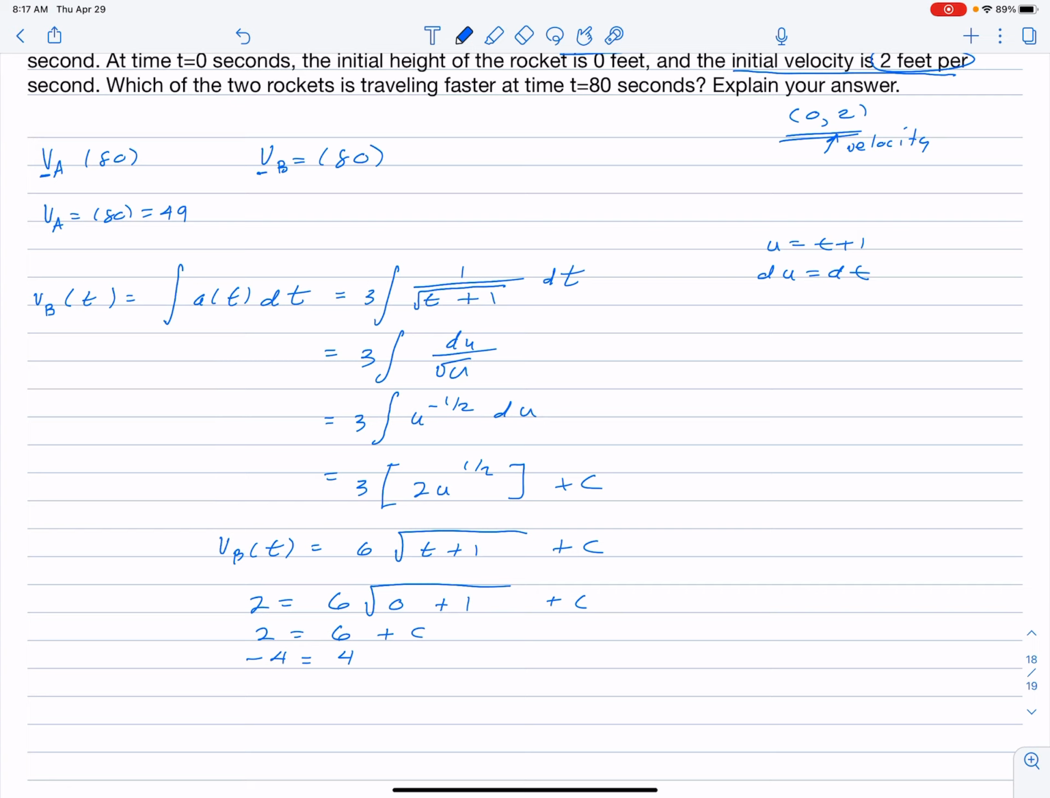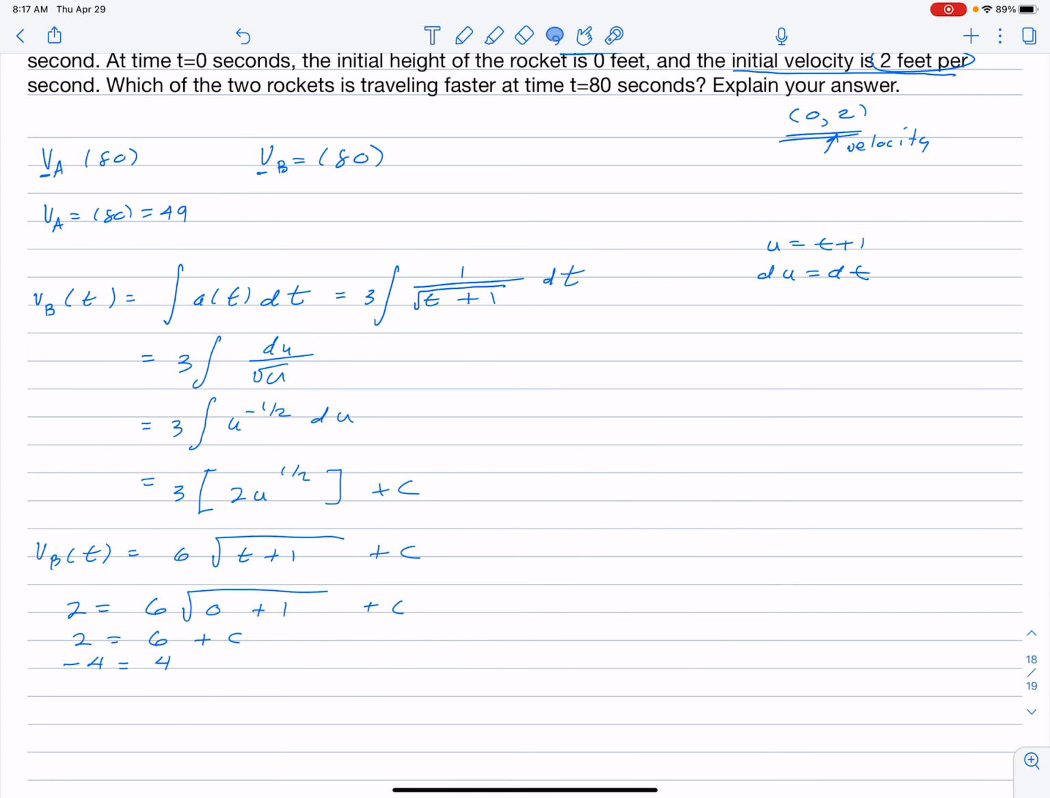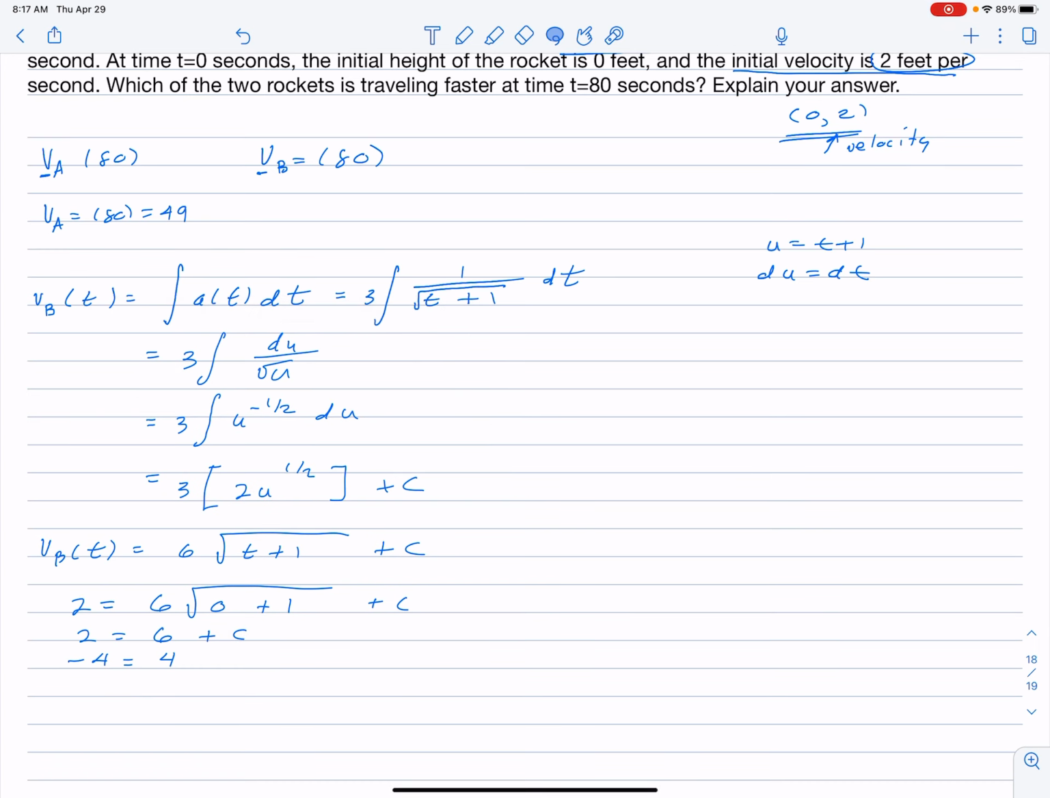I'm going to move this stuff over. I'm running out of room here, and I don't want to go crazy. And that equals c, not 4. I don't know why I wrote that down. Okay, so let's put our function together. So the b function, I think you guys would agree, is going to be 6 times the square root of t plus 1, and the c is minus 4.